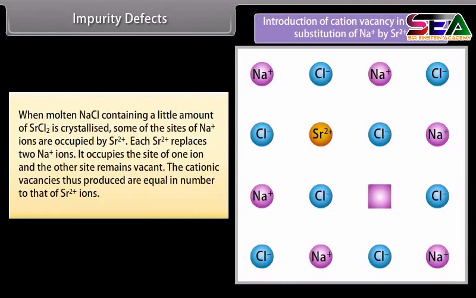Impurity defects. When molten NaCl containing a little amount of SrCl₂ is crystallized, some of the sites of Na⁺ ions are occupied by Sr²⁺, depicted in the figure below. Each Sr²⁺ replaces two Na⁺ ions. It occupies the site of one ion and the other site remains vacant. The cationic vacancies thus produced are equal in number to that of Sr²⁺ ions.